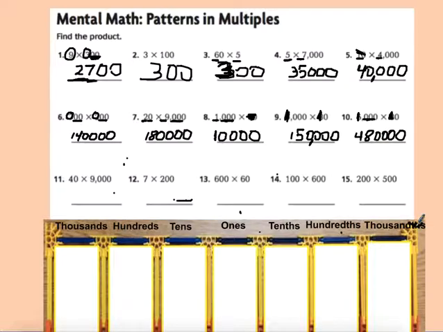Looking at number 11, 9 times 4 is 36. Of course, it's not 4.